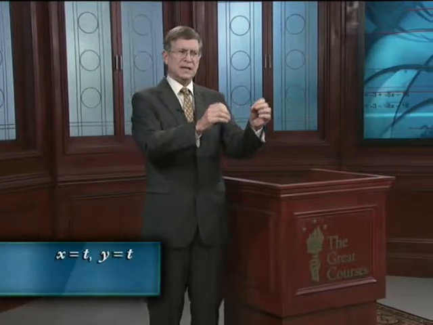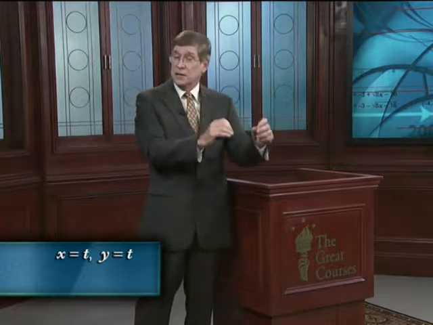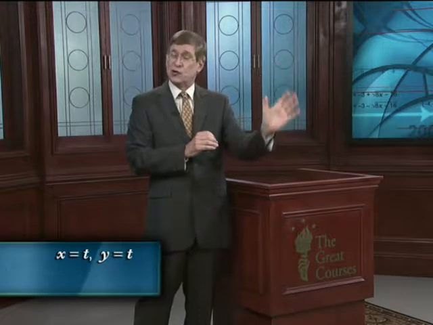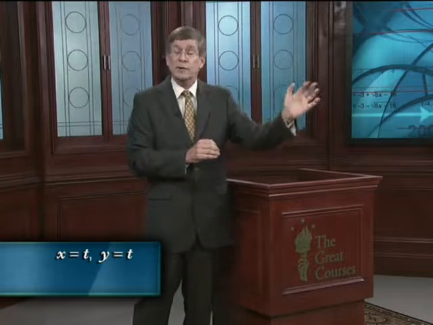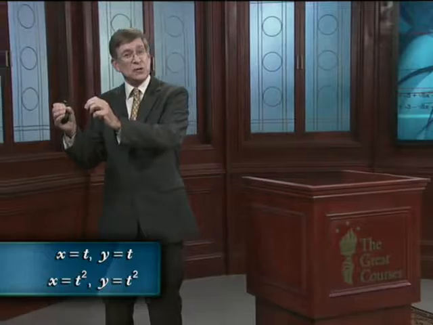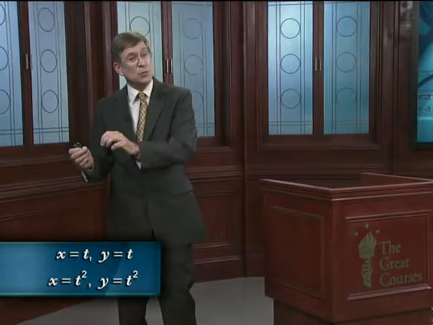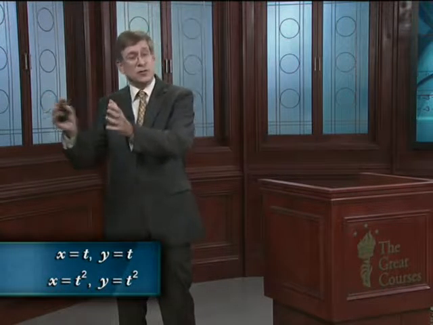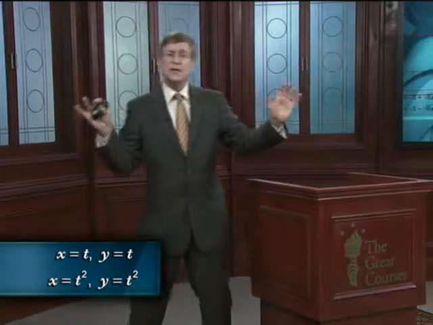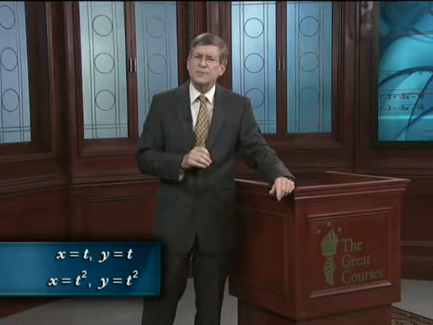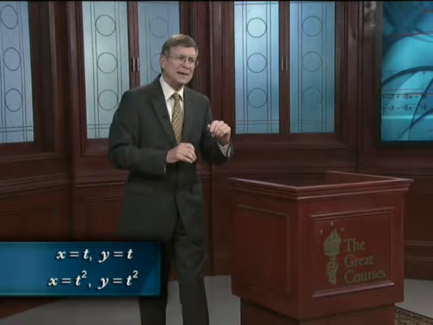The first set is x equals t and y equals t. So that describes a certain curve. And the other set is x equals t² and y equals t². And that also describes a certain curve. Do these describe the same curve? Well, what do you think?